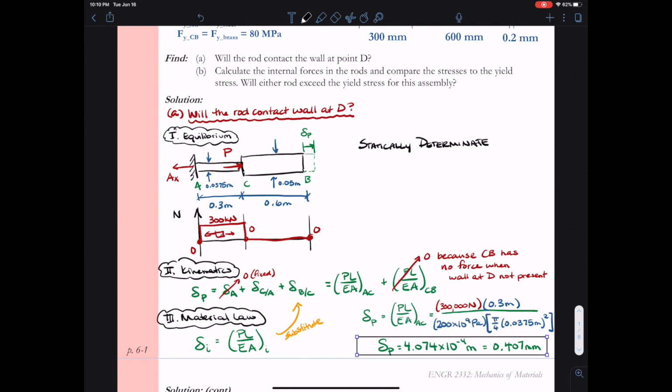Now, the question was, will the rod contact the wall at point D? So if I return back to my problem, I wanted to know, is point B going to hit the wall at point D? We saw in the initial problem that there is a gap of 0.2 millimeters. Delta P is calculated to be 0.407 millimeters. So because delta P is greater than the gap, we would expect the rod to make contact with the wall at point D.